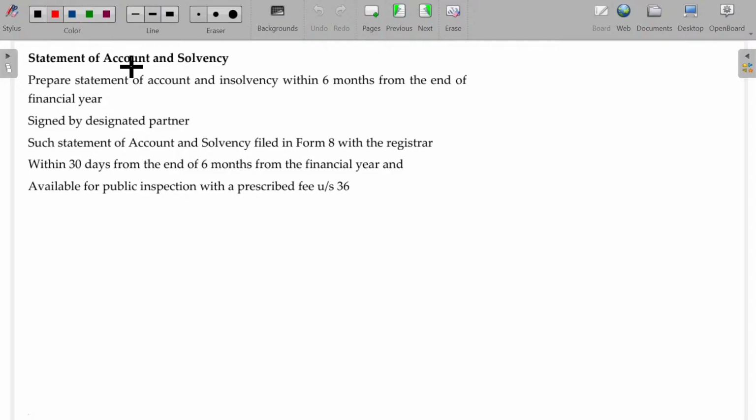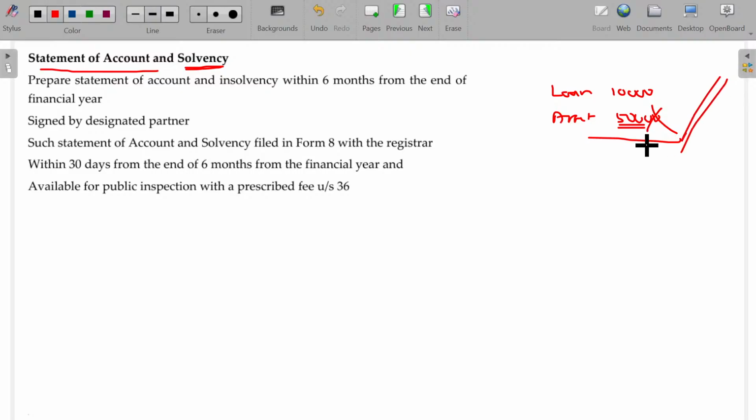Statement of account and solvency, you need to report. Because the liability is limited, you know whether the LLP has solvency capacity or not. If the loan is 10,000 rupees and the asset is 50,000 rupees, no problem. Suddenly the asset value decreases to 5,000 only, then there's trouble to repay even the loan, right? So they have to intimate their solvency position, good or not. That's a mandatory requirement for LLP, not required for the partnership firm.